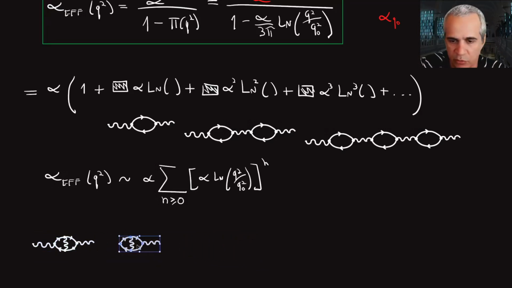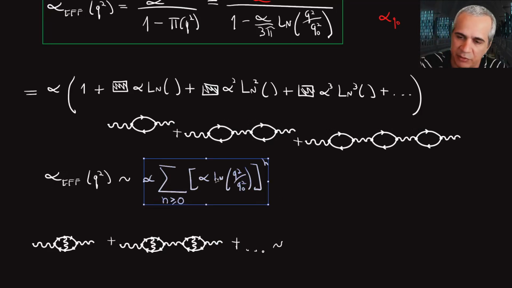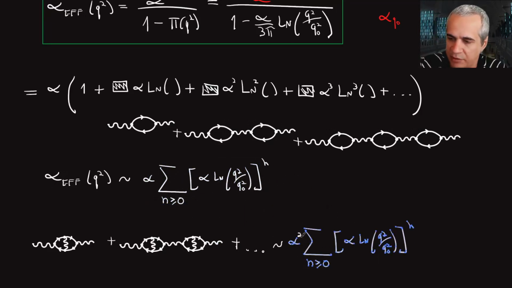Suppose now I do a similar sum, but for these guys, right? In which situation is disregarding the sum of two loops in comparison to the sum of one loop diagrams acceptable? It would be acceptable if I could prove that this sum is very similar to this one, but with alpha square here.